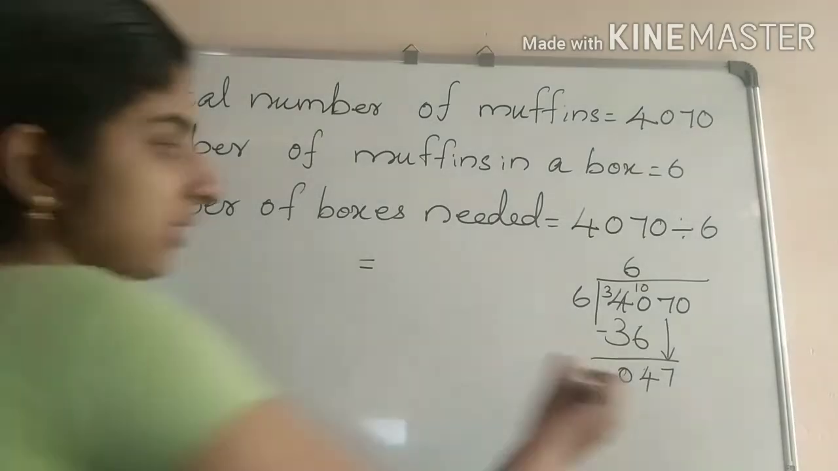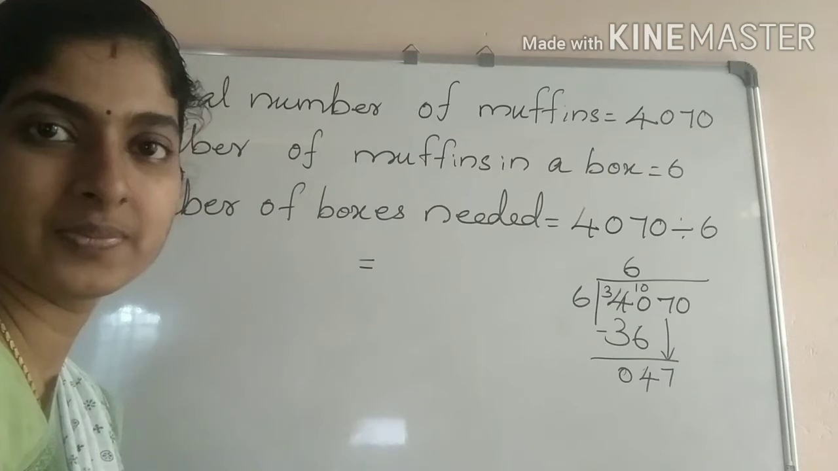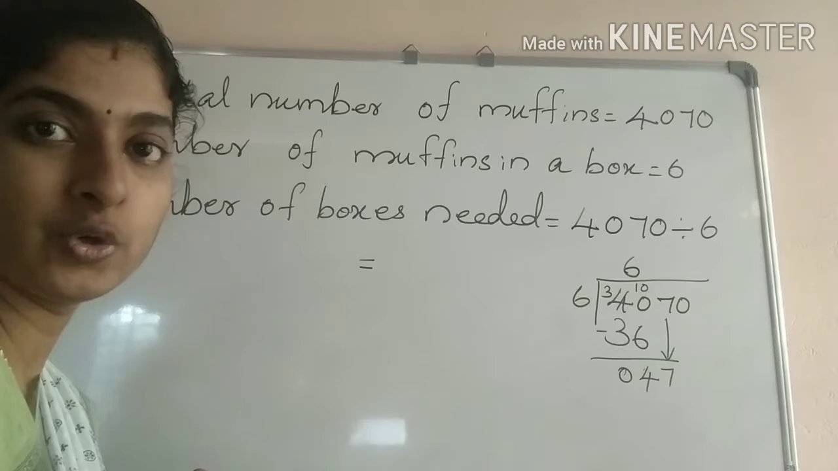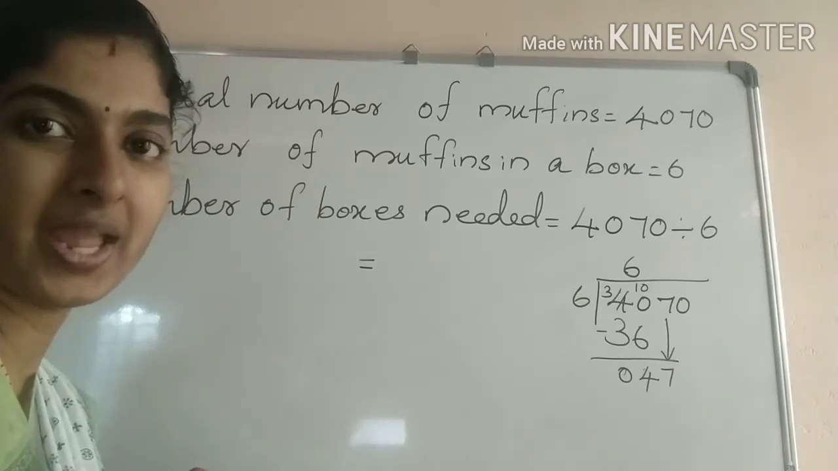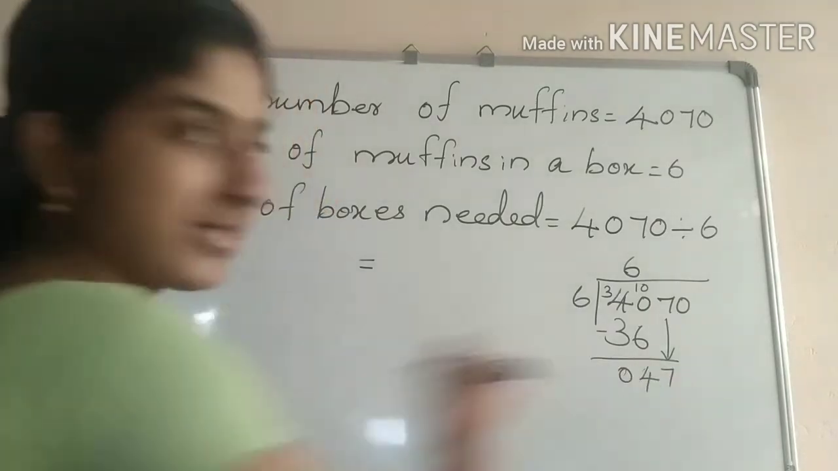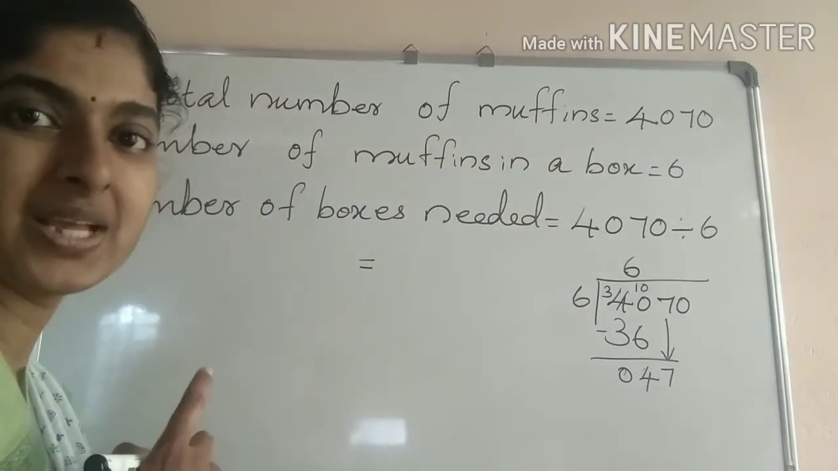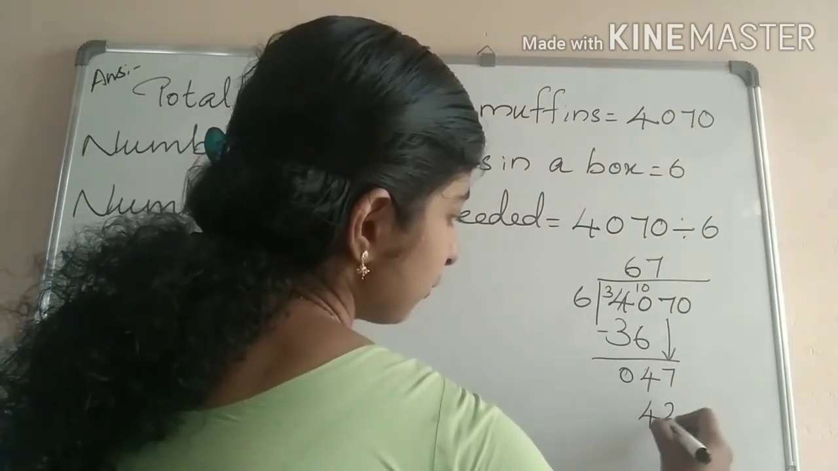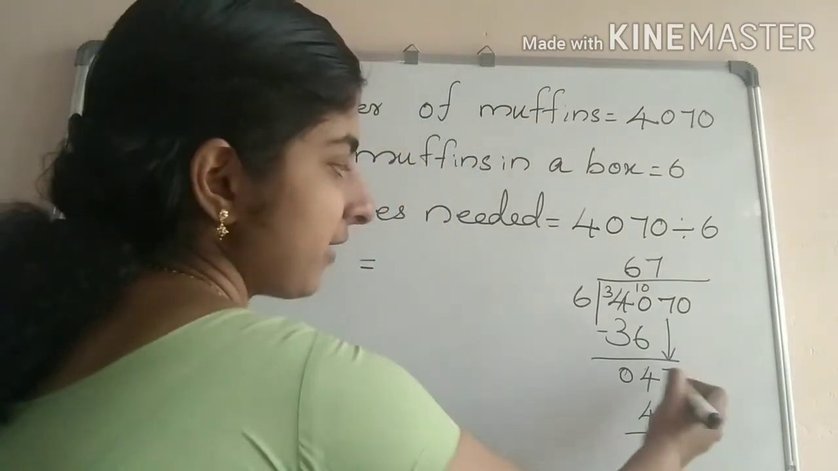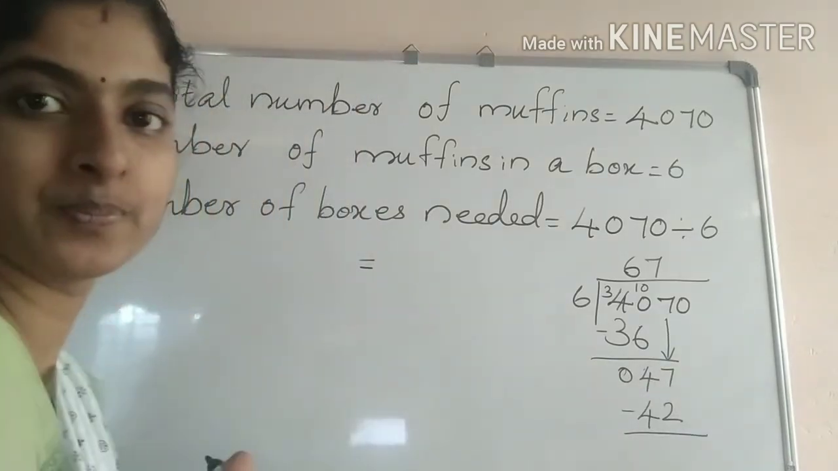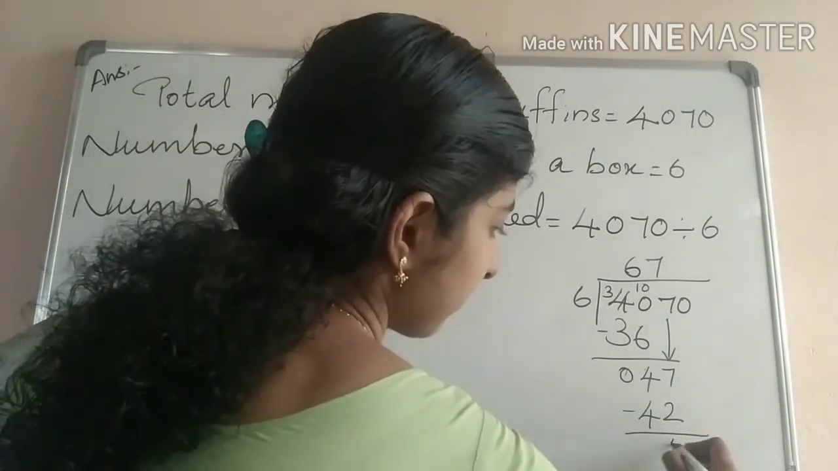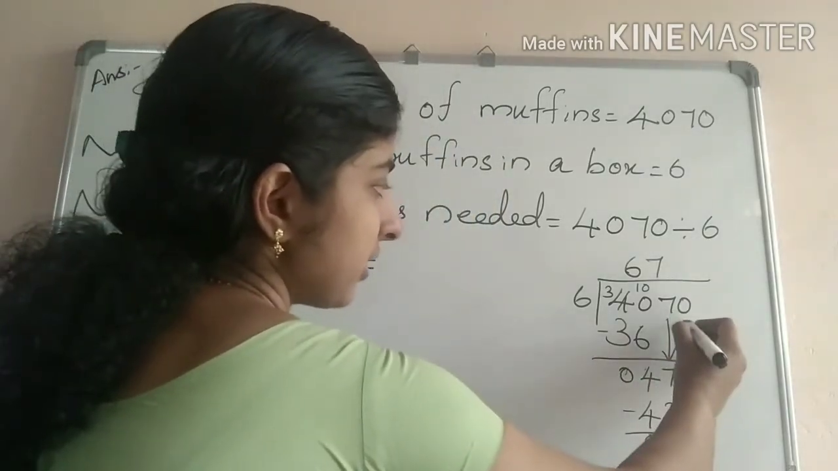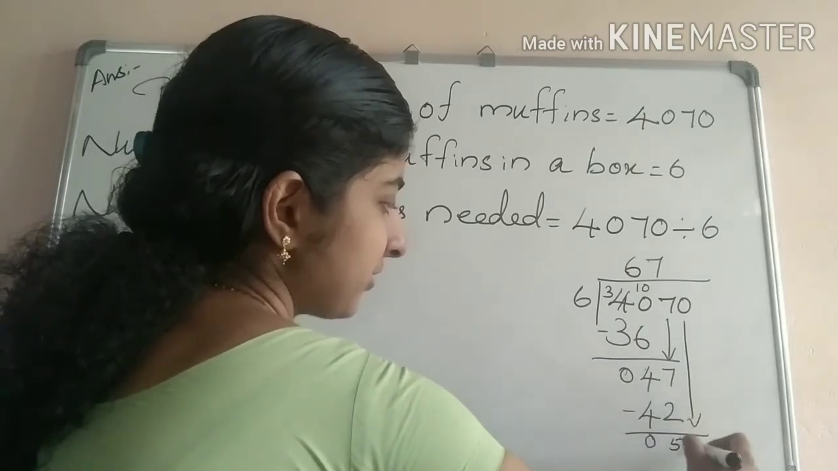Then 47 has how many 6s? 6 sixes are 36. 7 sixes are 42. 8 sixes are 48. Here only 47. So we take 7 sixes are 42. Then subtraction: 7 minus 2, 5. Then 4 minus 4, 0. This 0 is brought down here, that is 50.